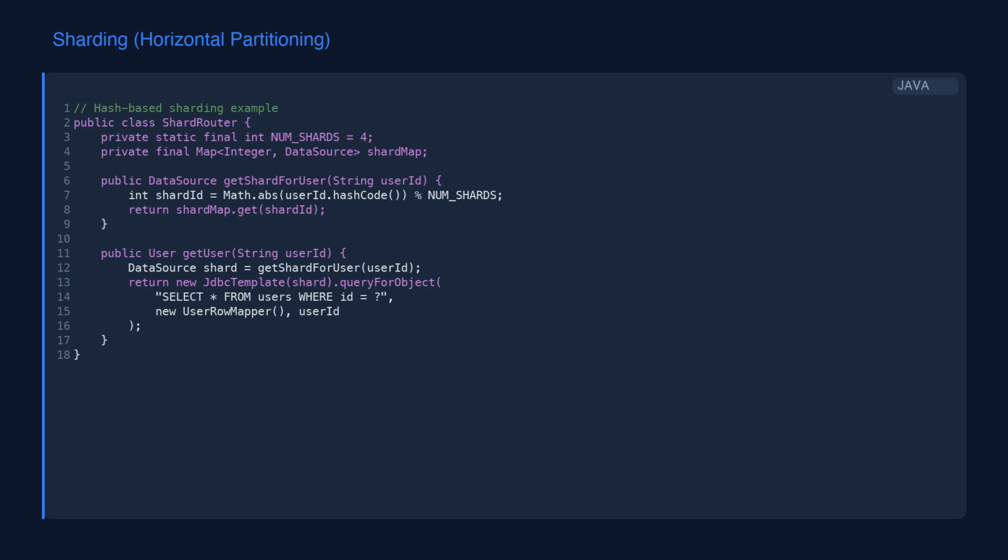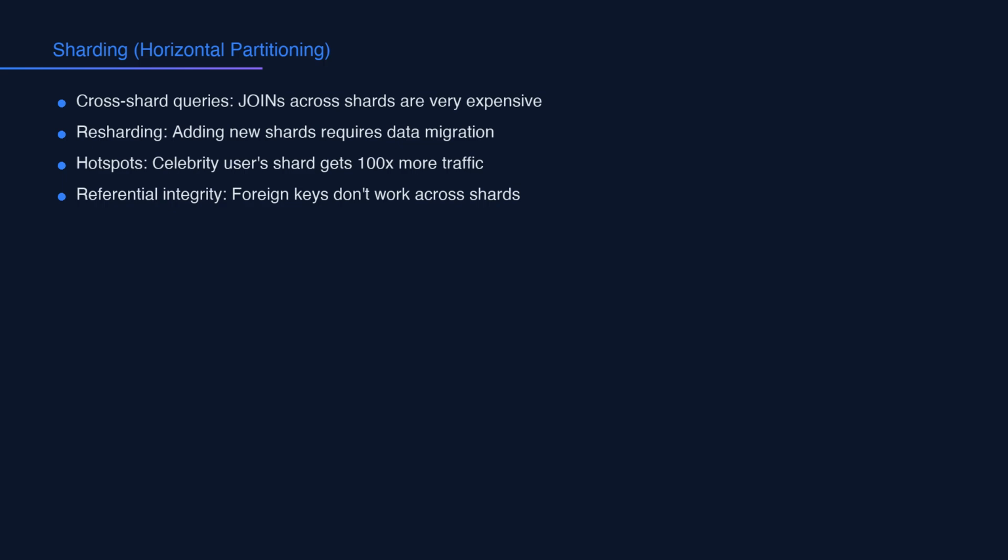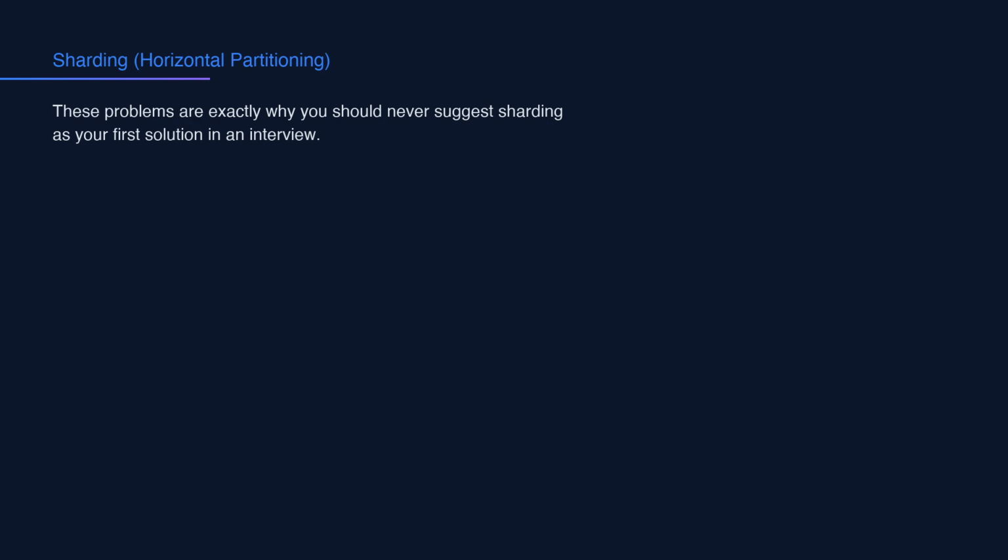Here's what hash-based sharding looks like in code. But sharding comes with huge problems. Cross-shard queries, where you need to join data across 2 different shards, are extremely slow and expensive. Resharding, when you need to add a new server, requires massive data migration. And hotspots happen if one shard gets significantly more traffic than the others, like a celebrity user's shard. These problems are exactly why you should never suggest sharding as your first solution in an interview.